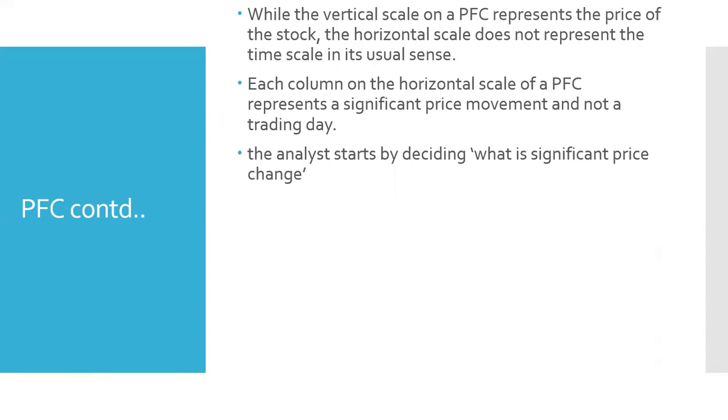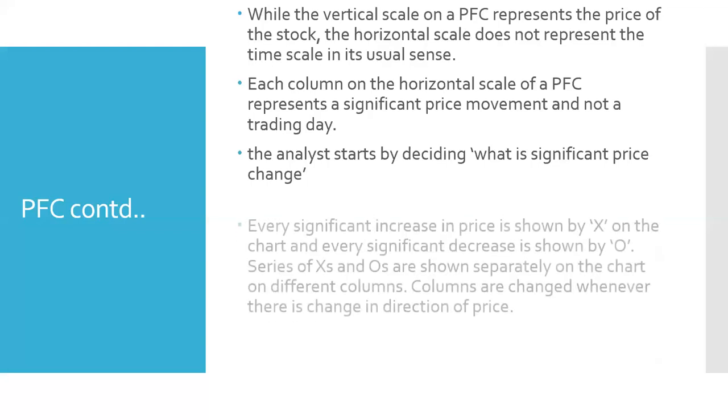Suppose the price for a particular stock is moving between 100 to 200. For this stock, a 10 rupee change may be a significant price change. But if the price is moving between, say, 2000 to 5000, then you can take a significant price change as 500 rupees or 1000 rupees. So depending upon the price range of a particular stock, the first thing to be done by the analyst is to decide what is a significant price change, right?